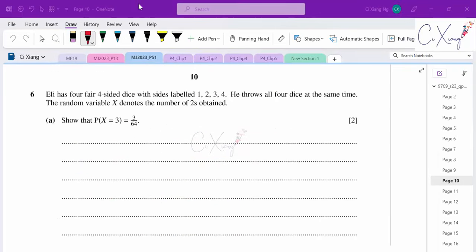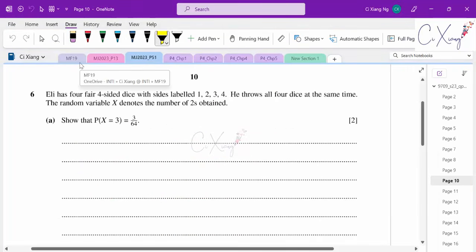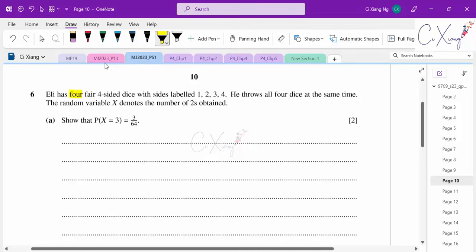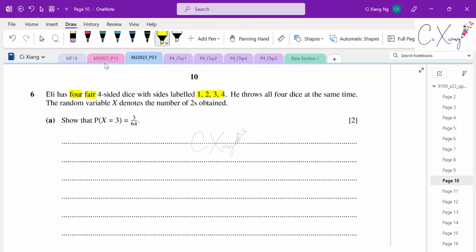Okay, so we are now at question number 6. We have four-sided dice. Alright, we are having 4 dice. Okay, and then label 1, 2, 3, 4. And then because of the word fair, we know that the probability of getting each of the numbers here should be equal, which is 1 over 4.